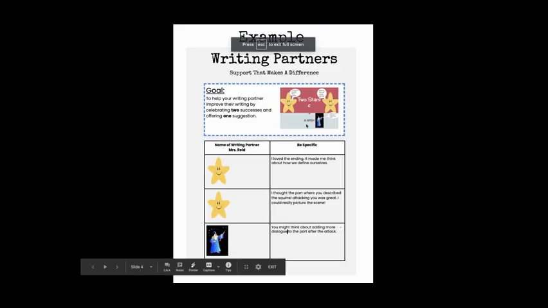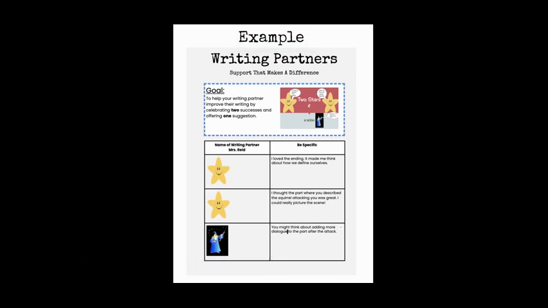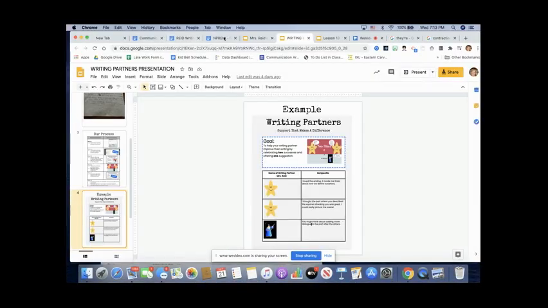So here's an example I had, where I asked my friend to read mine, and it says, "I love the ending. It made me think about how we define ourselves. I thought the part where you described the squirrel attacking you was great. I could really picture the scene. You might think about adding more dialogue to the part after the attack." So that is a really nice example. I really appreciated that feedback. And I'm going to think about that when I go back to my paper.